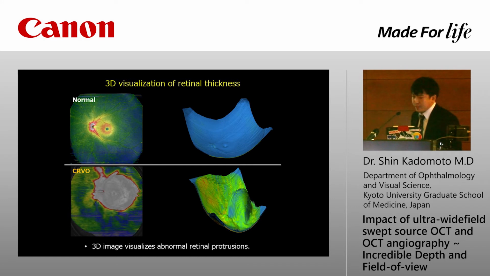This is a case of CRVO. It shows huge and tall retinal edema. To figure out what is happening to the retina, it is important to see both the retinal thickness map and the 3D image.